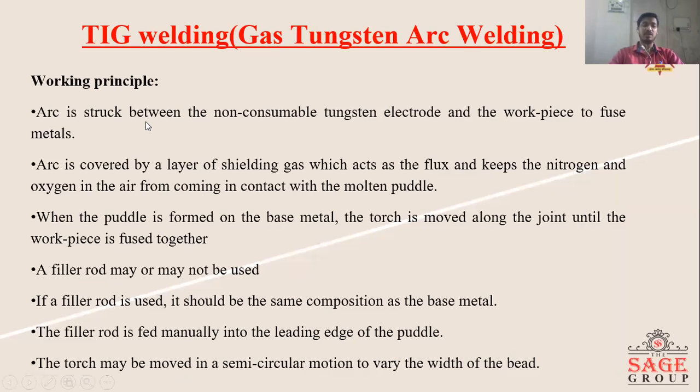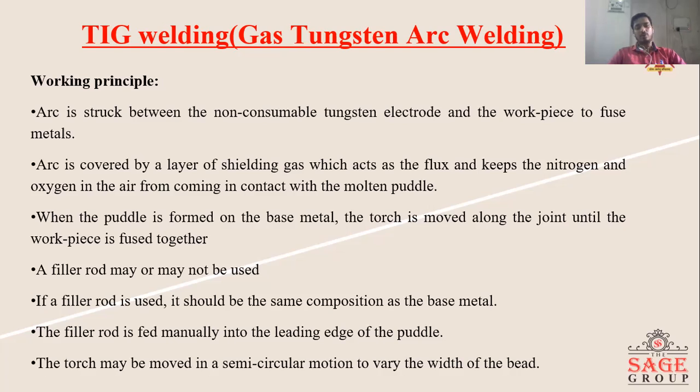So working principle: arc is struck between the non-consumable tungsten electrode and the workpiece to fuse the metal. Arc is covered by a layer of shielding gas which acts as a flux and keeps the nitrogen and oxygen in the air from coming in contact with the molten puddle.